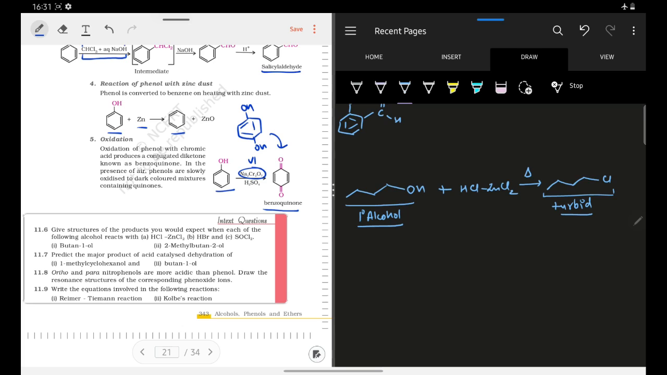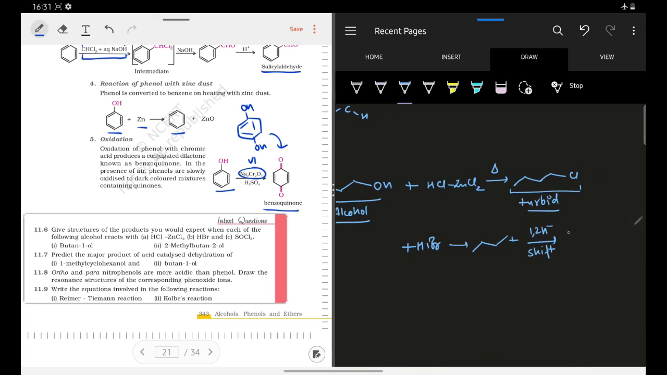Now let us try to react this 1-butanol with HBr. Once you treat it with HBr, we know that carbocation formation will occur. First, the OH will get protonated, it will leave, and carbocation formation will occur. Now we will do a 1,2 hydride shift, because we know that whenever carbocations are formed, they will undergo rearrangement.